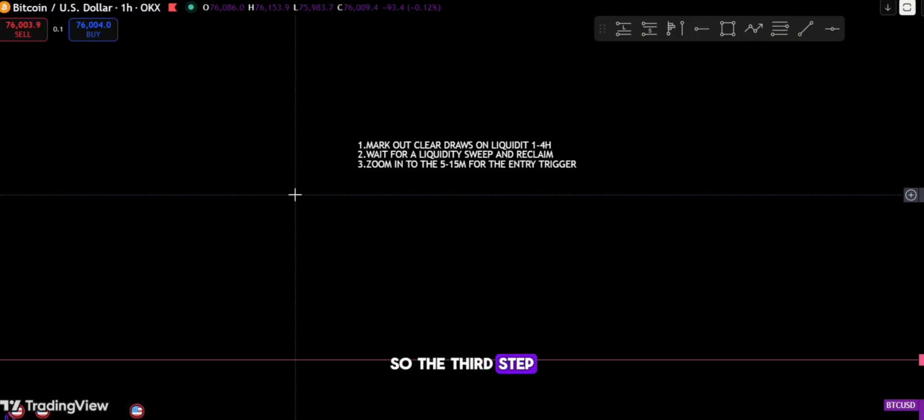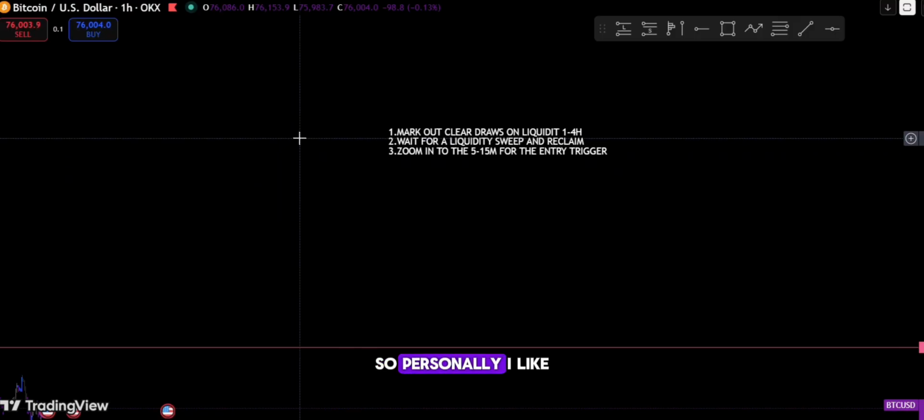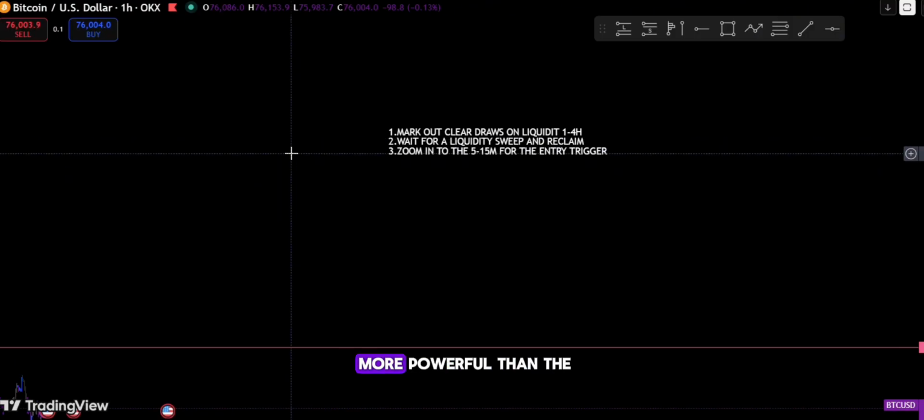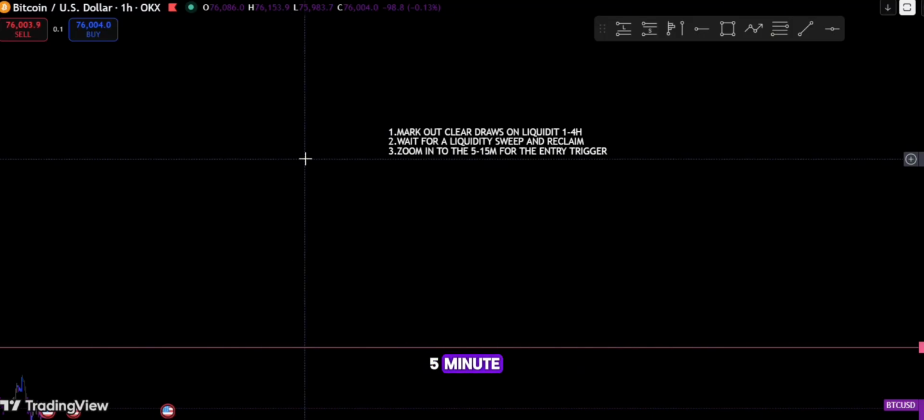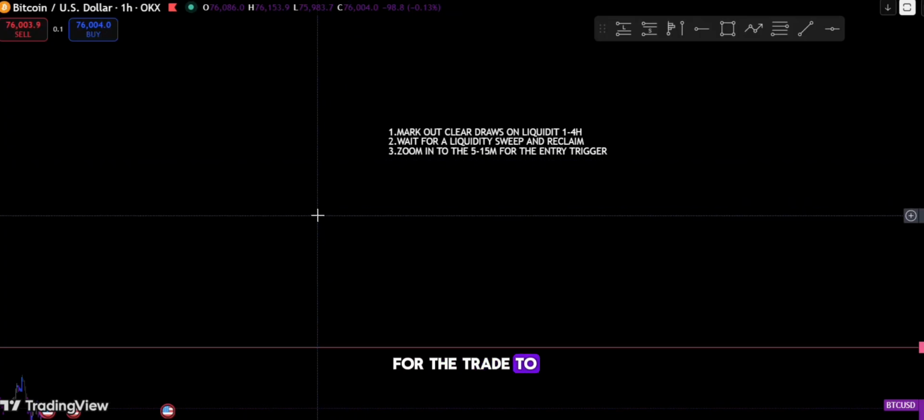So the third step, zoom into the 5 or 15 minute for the entry trigger. Personally, I like to use 15 minute because 15 minute is 3 times more powerful than the 5 minute, and the more powerful the entry trigger, the higher the probability for the trade to play out in favor.